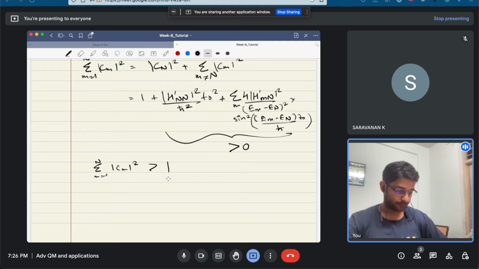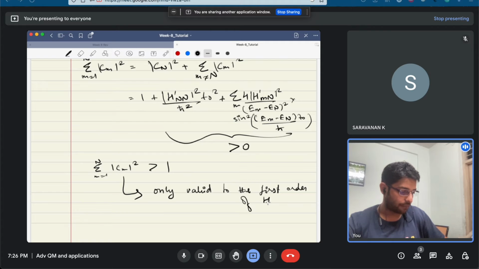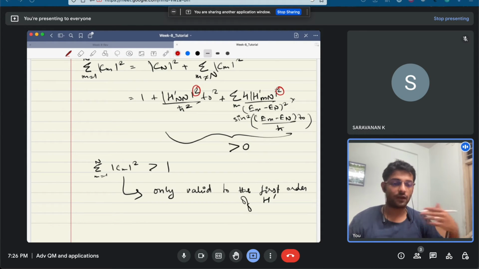But here we are forgetting one thing, that these coefficients that we are deriving from the time dependent perturbation theory are only valid to the first order of your H prime. So wherever we are getting the H prime square, these terms we have to ignore for the case of normalization. So this is some approximation that we have to consider.